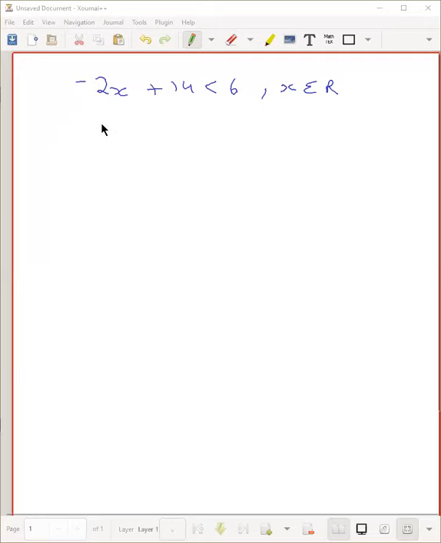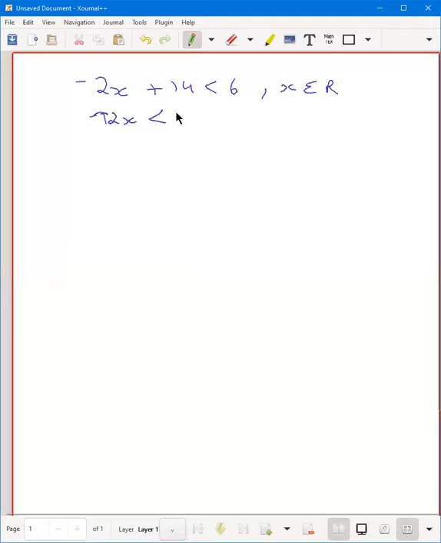First we transpose 14 to the other side, so it becomes 6 minus 14. Minus 2x is less than 6 minus 14. Yeah, correct. And how much does that work out to be? Minus 8. Okay. So then, what do we do? X is greater than minus 4. No, minus 8 divided by minus 2 will be? Less than. X is less than minus 4.